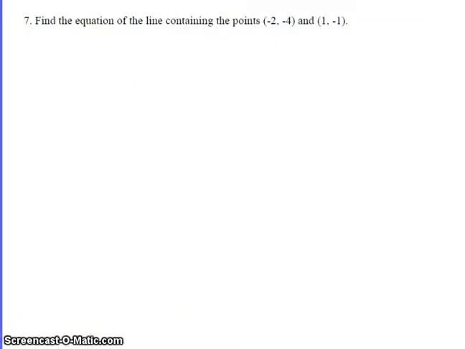Alright, next one. Find the equation of a line that contains the 2 points. We want to figure out what y equals mx plus b is equal to. And so we need to figure out what the m value and the b value are equal to. We need to first figure out what the slope is, which is the m value.